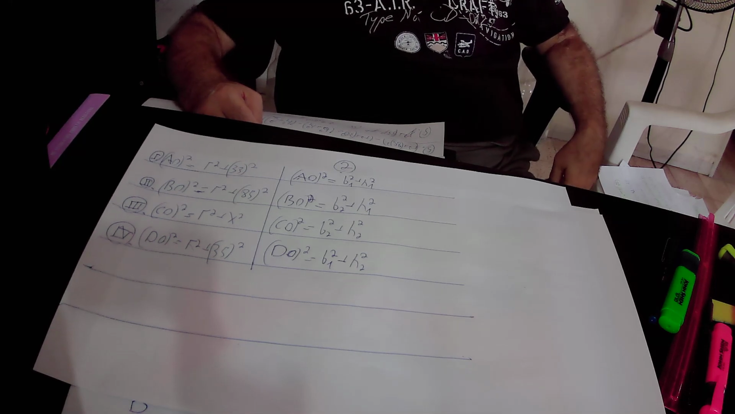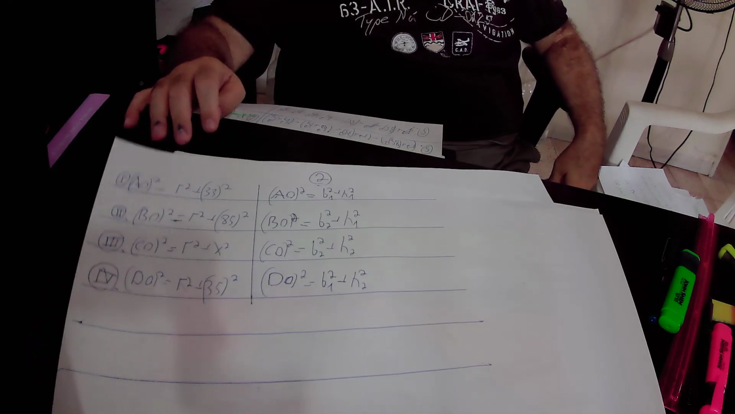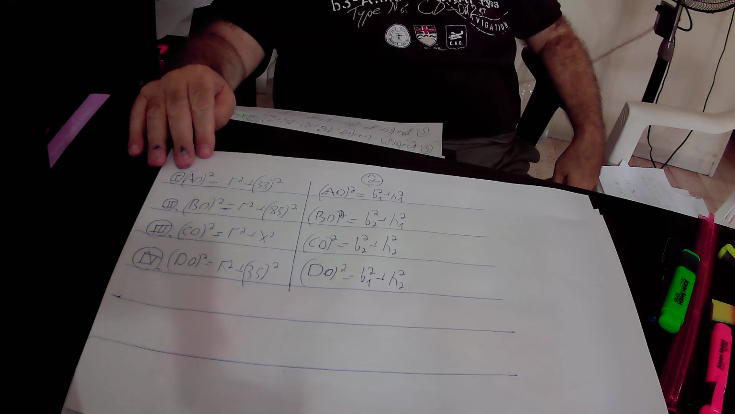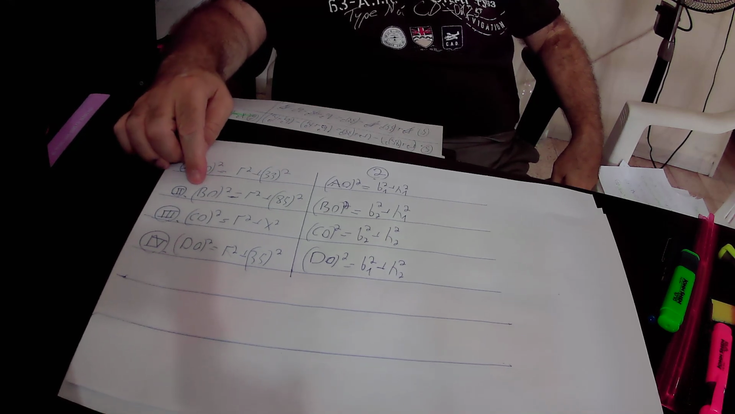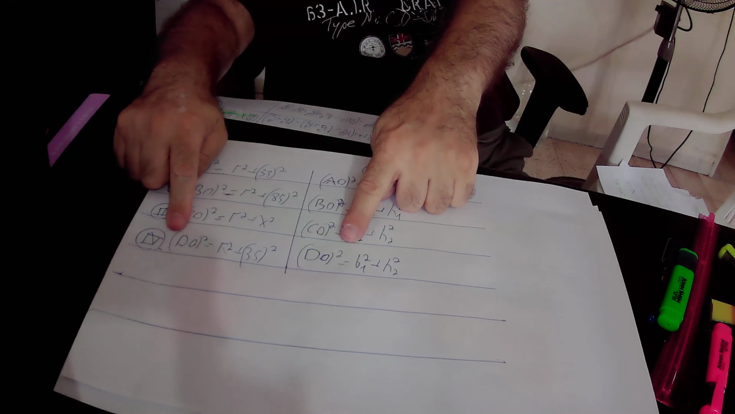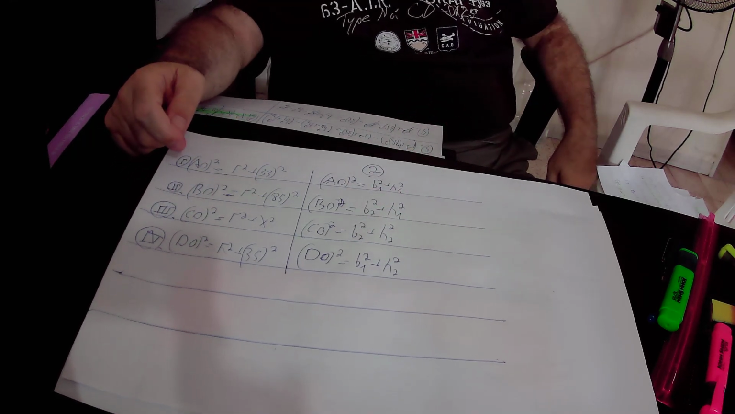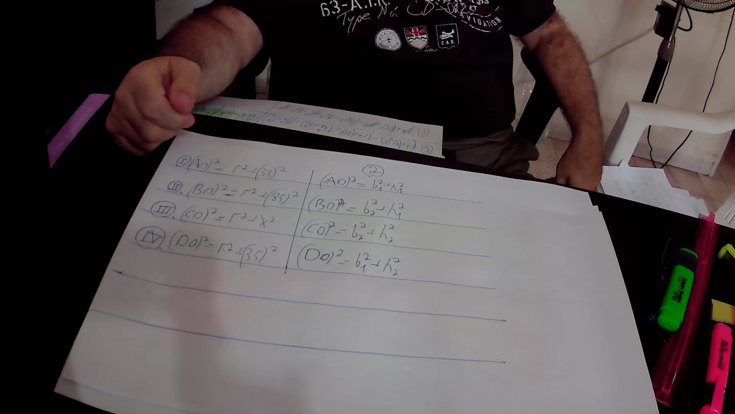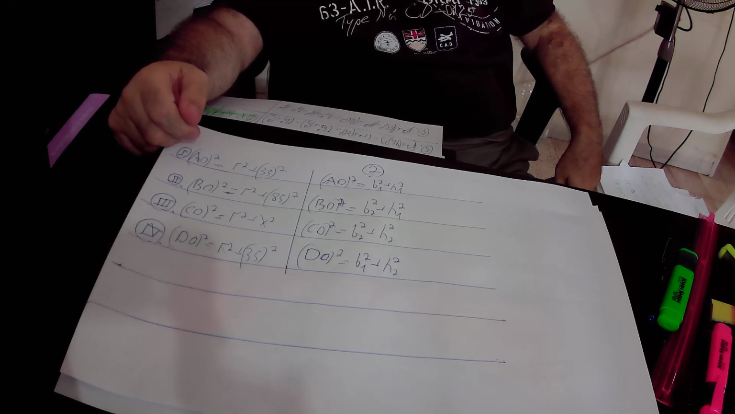So we have two different expressions for AO square, two different expressions for BO square, two different expressions for CO square, and two different expressions for DO square. Now we have created four more equations.